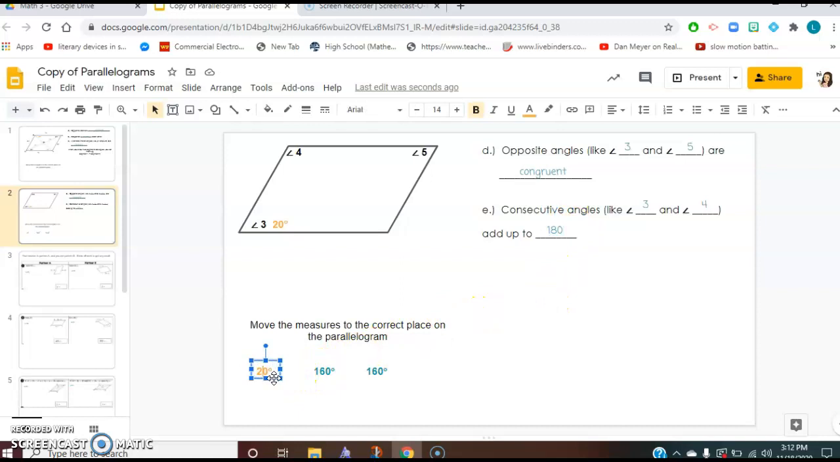So if I know that angle 3 equals 20 degrees, then angle 5 equals 20 degrees. Angle 4 has to be 160 degrees because they need to add up to 180. And this empty corner is also 160 degrees because it's opposite from the 4.